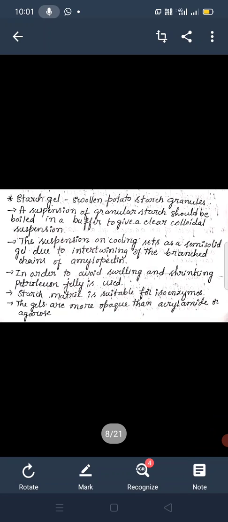The starch matrix is suitable for isoenzymes, so it is used for the separation of isoenzymes, and the gels are more opaque than acrylamide or agarose gels. By using starch electrophoresis, non-denatured proteins can be separated according to their charge and size. They are visualized by using naphthol black or amido black staining.